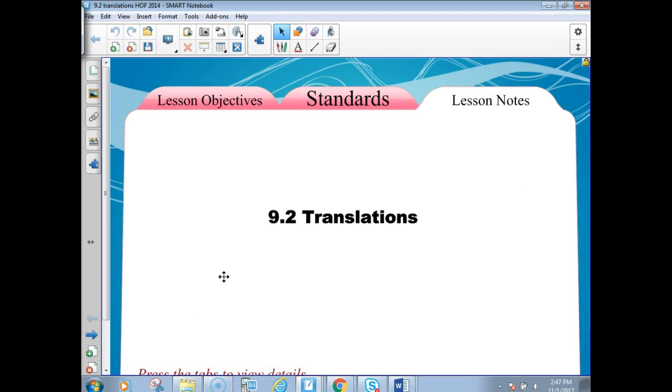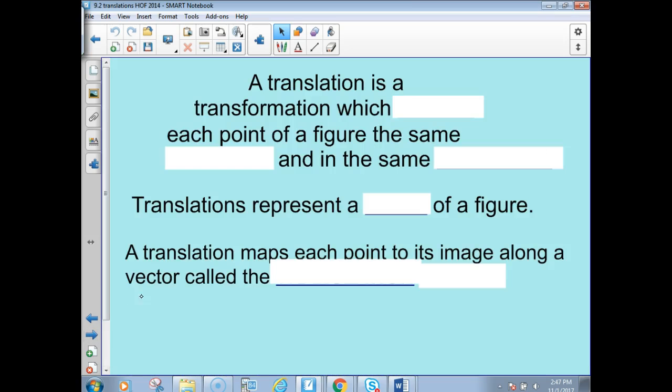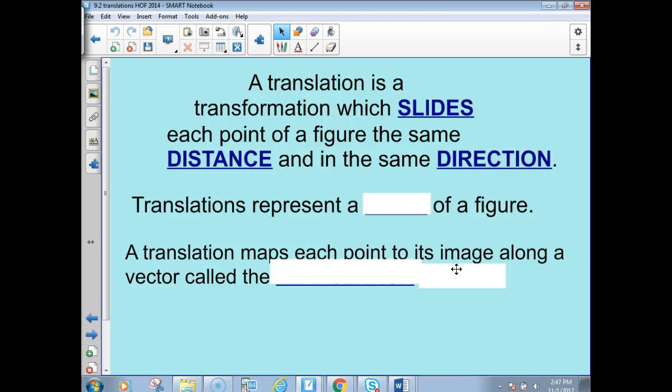We're going to do 9.2 translations. After this lesson, you should be able to successfully translate a figure and describe the transformation. A translation is a transformation which slides a figure the same distance and the same direction. Translations represent a slide of the figure. I know you have to fill in those words, so I'll pause a second.